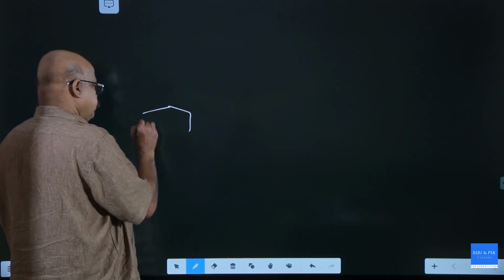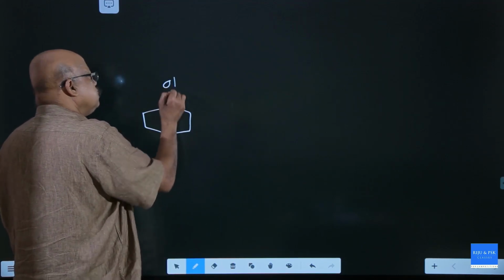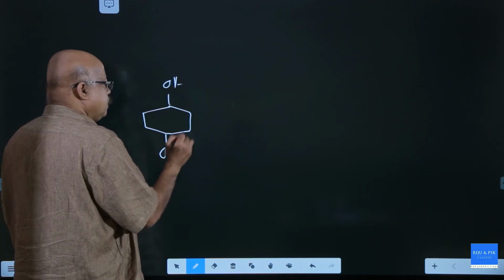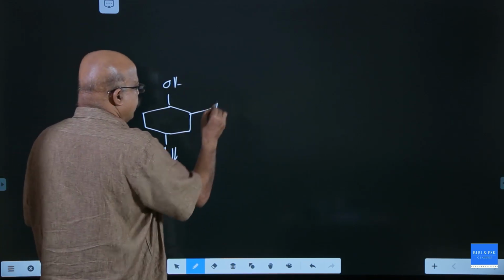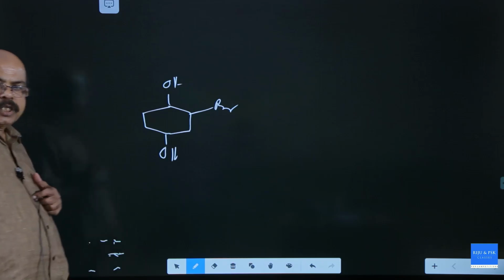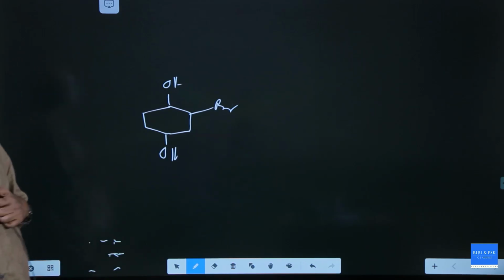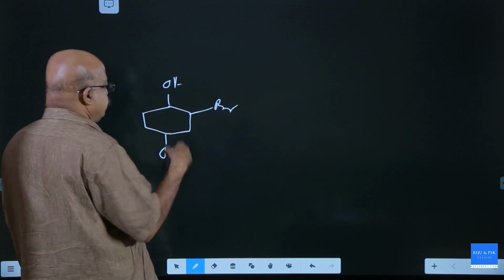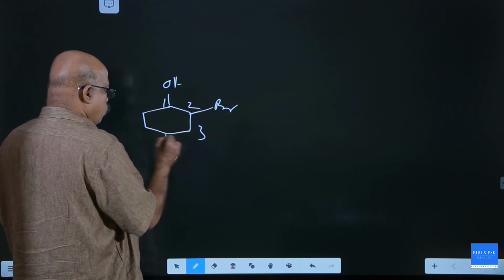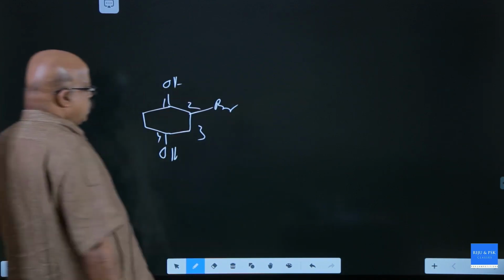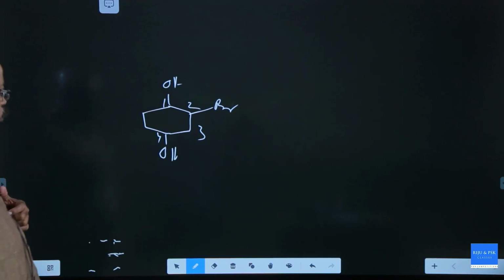Next, OH and OH, here there is bromine. It is 2-bromocyclohexane-1,4-diol. 1, 2, 3, 4.